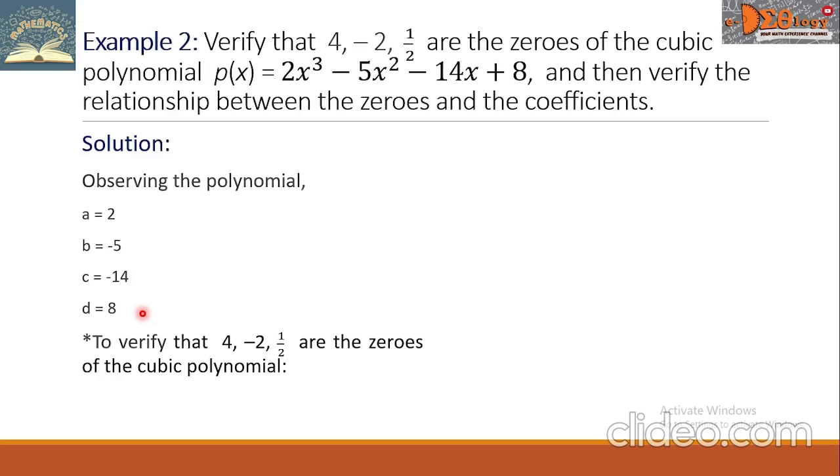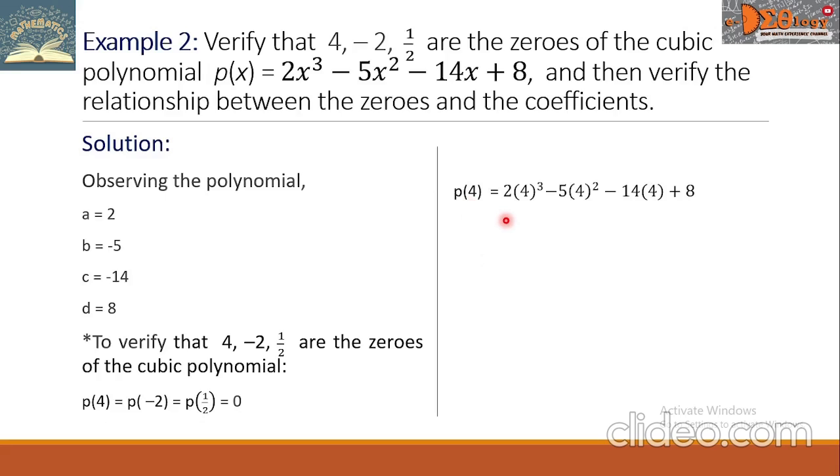Now to verify that 4, negative 2, 1/2 are the zeros of the cubic polynomial, we need to check P of 4, P of negative 2, and P of 1/2. All must be equal to 0. Now let's start with P of 4.